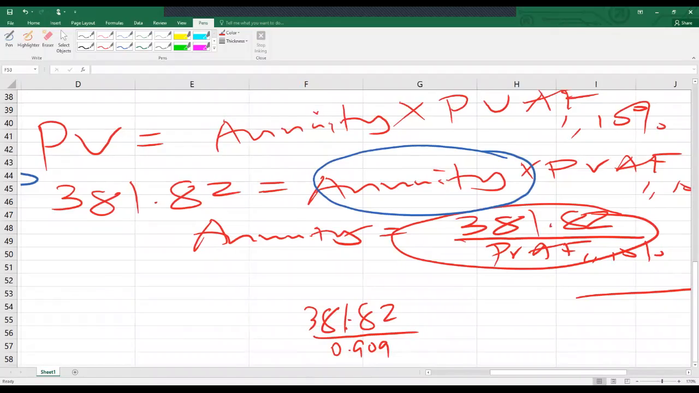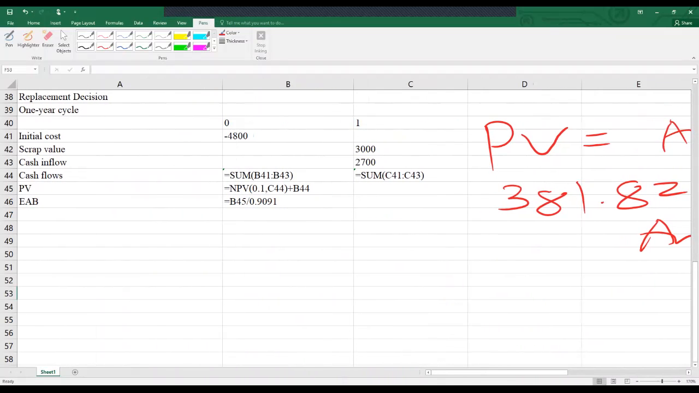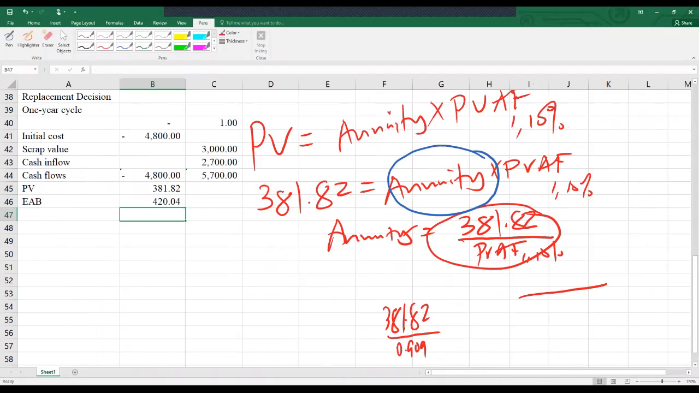On the Excel itself, it's simply B45, which is the present cash flow. We divide by the factor. I'm a bit lost. I'm not sure how we got 381. 381 is the present value of cash flow. This is the PV of cash flow for year 1 and of course year 2. That's simply the NPV of 4,800. Yes, simply the NPV.